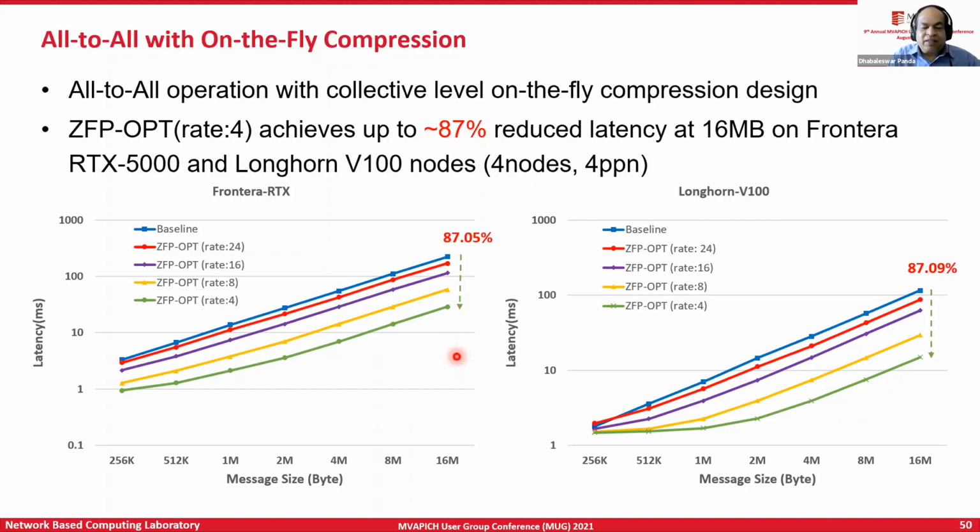It will be released in the next MVAPICH2-GDR release. So here you can see all-to-all operation with collective level on-the-fly compression. Based on the simple all-to-all, now we can reduce the time almost by 87%. So your all-to-all will be running very fast.